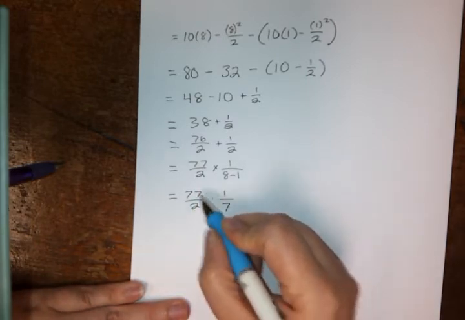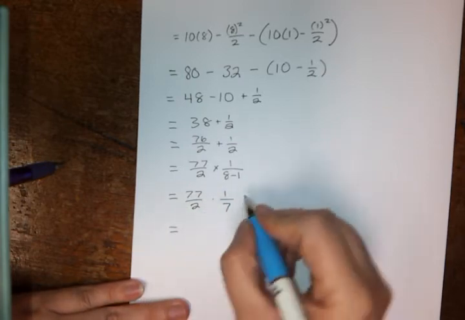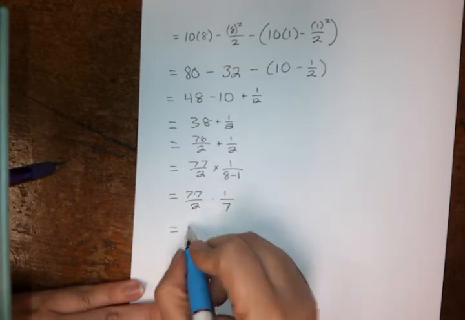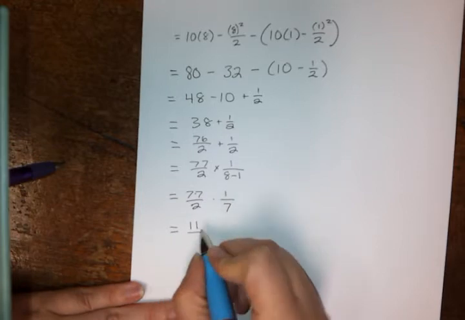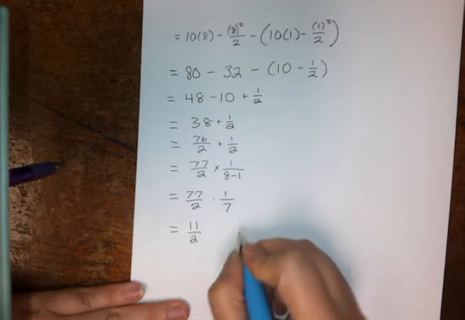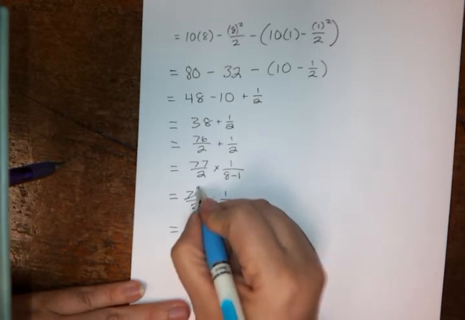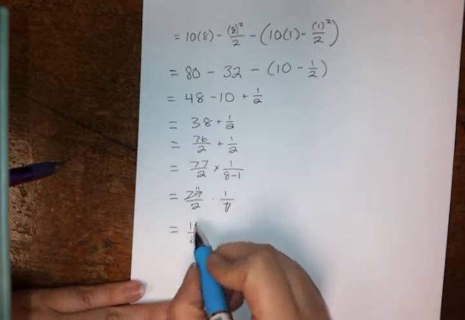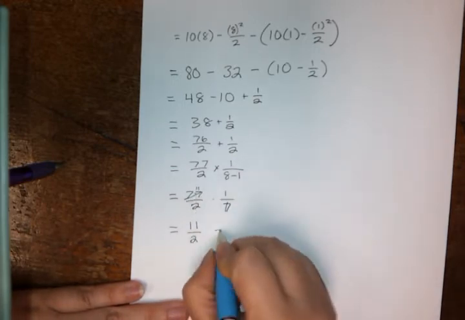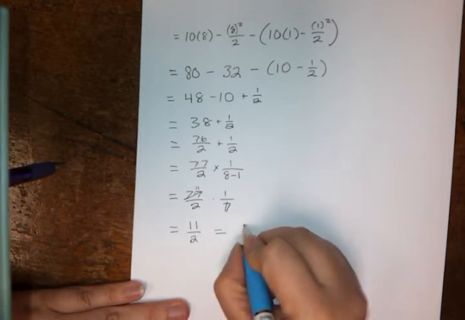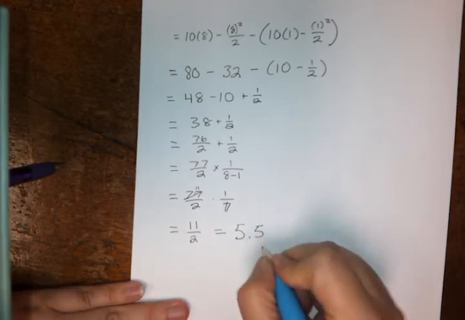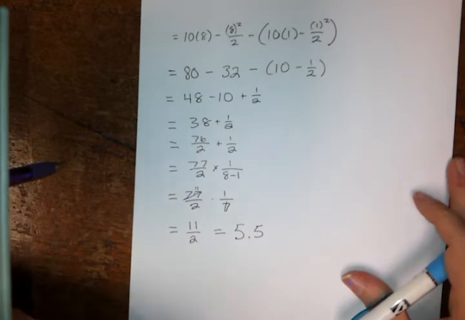My 7s, I can do some cancellation here. 77 divided by 7 is going to give me 11 halves, and because I did that cancellation, the 7 goes away. Write that up there so that you can see it. Times 1 is just 11 halves. If you didn't want to do the fraction, you could do 5.5. But that's where that comes from.